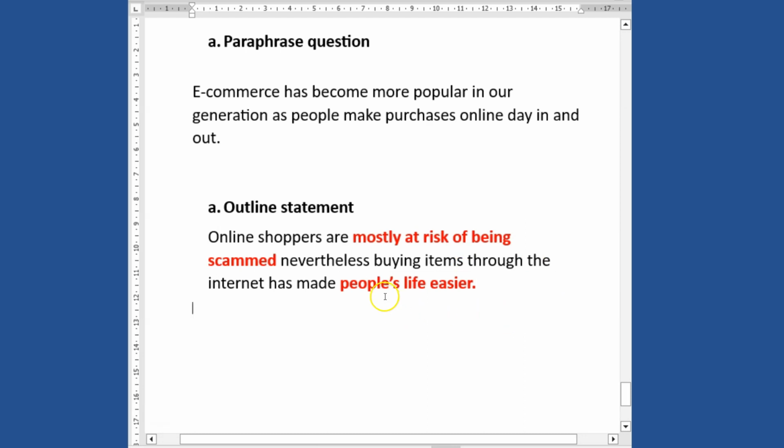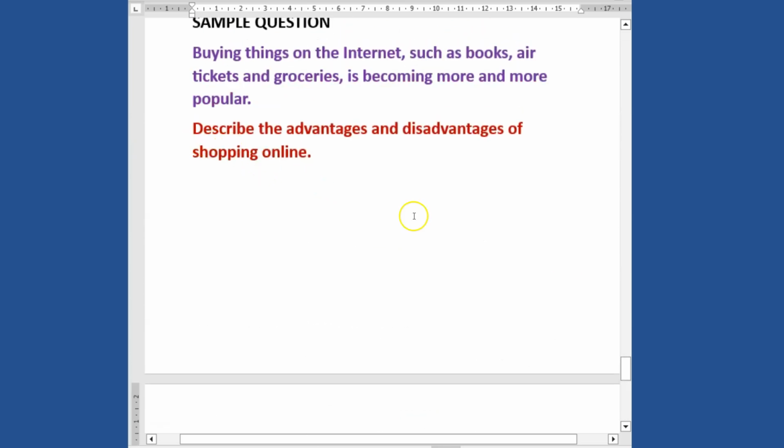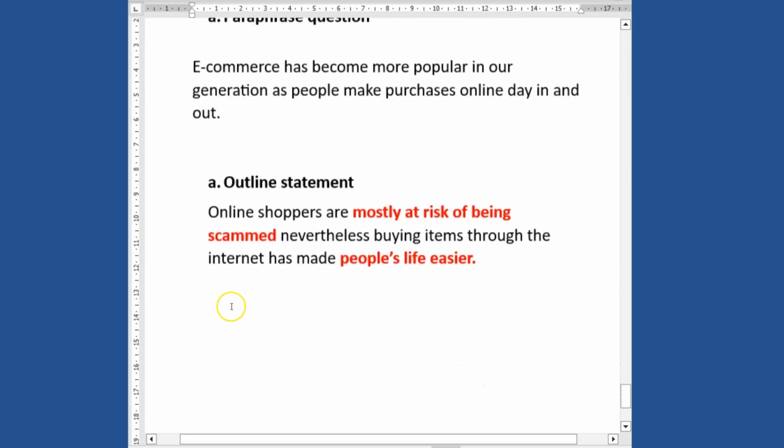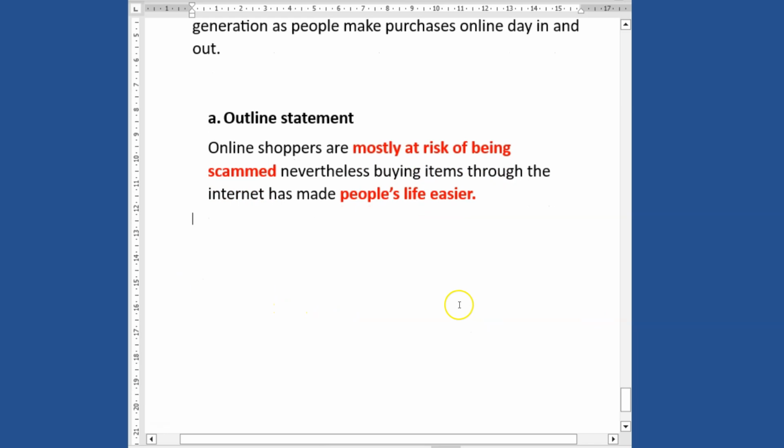So we have an advantage and a disadvantage. As you can see here, we don't have to choose any opinion because it tells us to talk about the advantages and disadvantages of shopping. So what are the advantages and disadvantages of shopping in this way? This is what I described: they are mostly at risk, but life becomes easy when you shop online. After doing this, we've now finished with the introduction, so we go on to the main body paragraph.